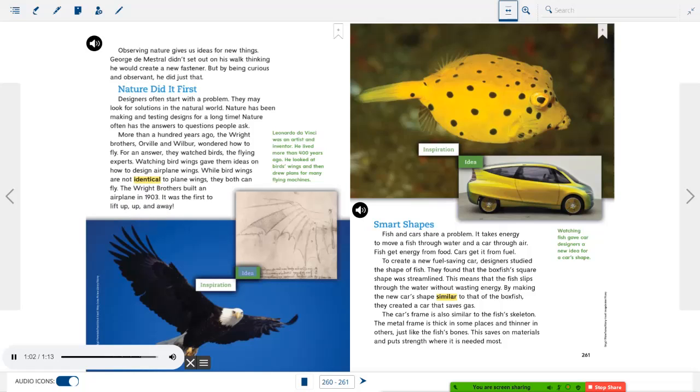Inspiration, idea. Leonardo da Vinci was an artist and inventor. He lived more than 400 years ago. He looked at birds' wings and then drew plans for many flying machines.